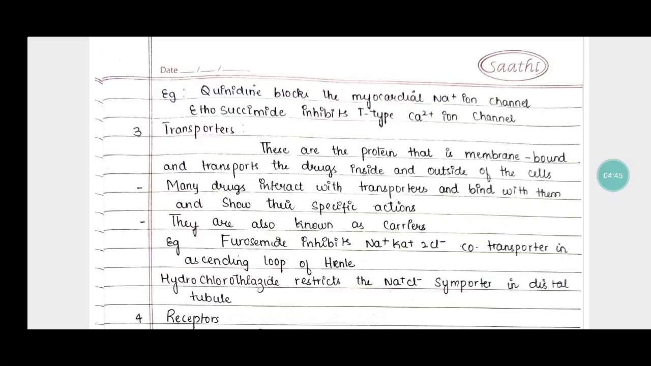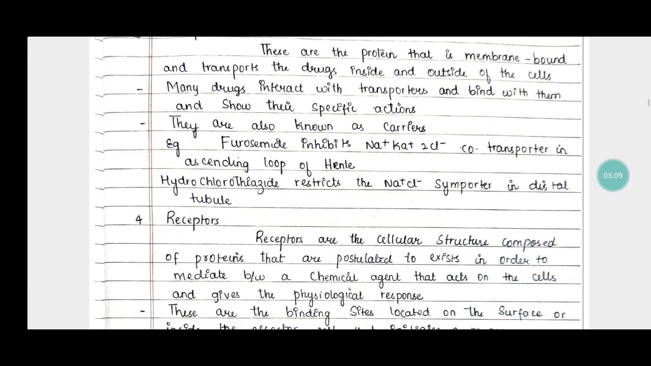Number three, that is transporters. Many drugs interact with the transporters, bind with them and show their specific actions. They are also known as carriers. For example, furosemide inhibits the sodium, potassium and chloride co-transporter in the ascending loop of Henle. Hydrochlorothiazide restricts the sodium chloride symporter in the distal tubule.